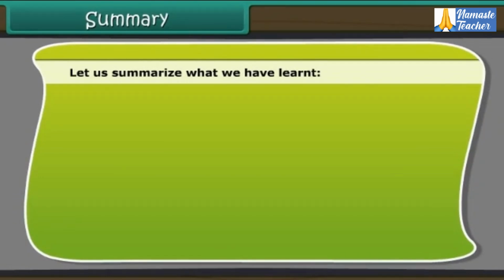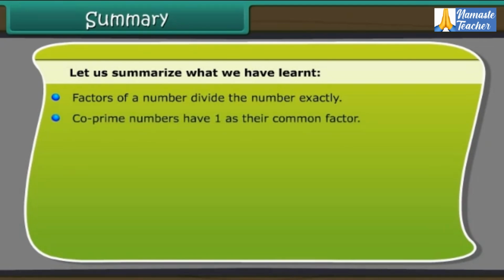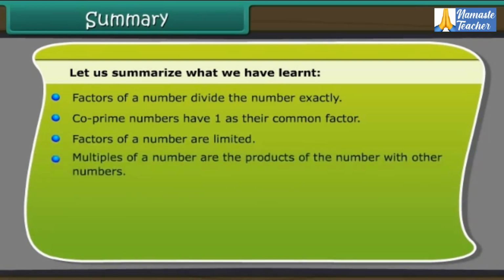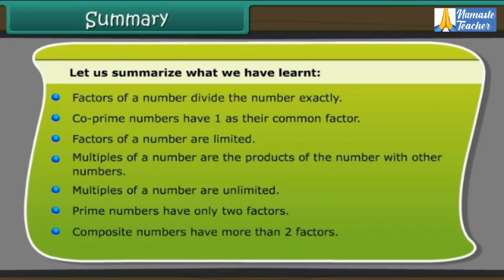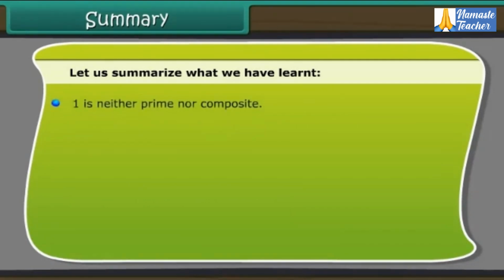Summary. Let us summarize what we have learnt. Factors of a number divide the number exactly. Co-prime numbers have 1 as their common factor. Factors of a number are limited. Multiples of a number are the products of the number with other numbers. Multiples of a number are unlimited. Prime numbers have only 2 factors. Composite numbers have more than 2 factors. One is neither prime nor composite.